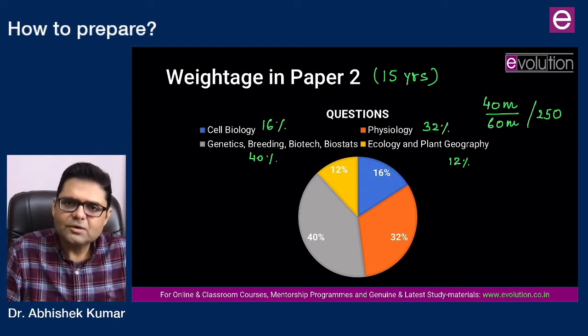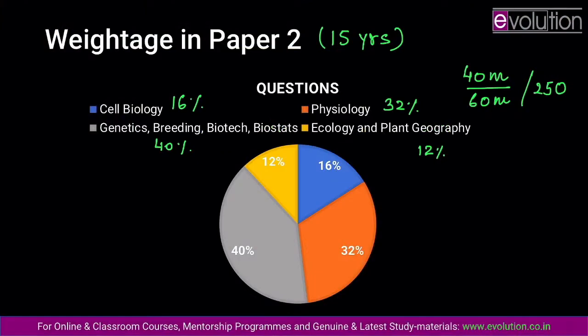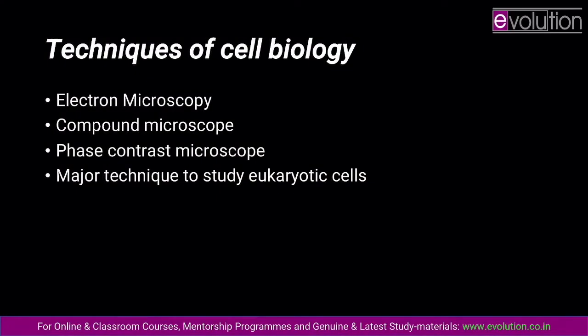Now let us take a look at individual topics of cell biology and see what kind of questions may be asked to you, what are the subtopics that you should be doing in cell biology. Here we go with the very first topic, techniques of cell biology. Here you have to do 3 specific techniques and 1 overview of the techniques to study eukaryotic cells.